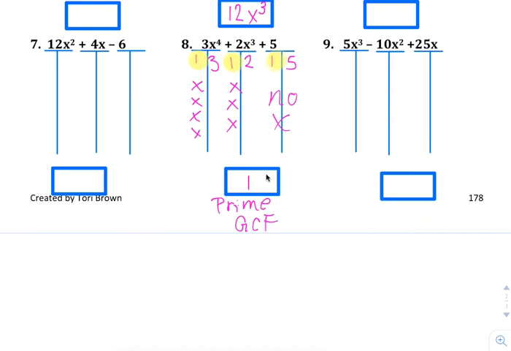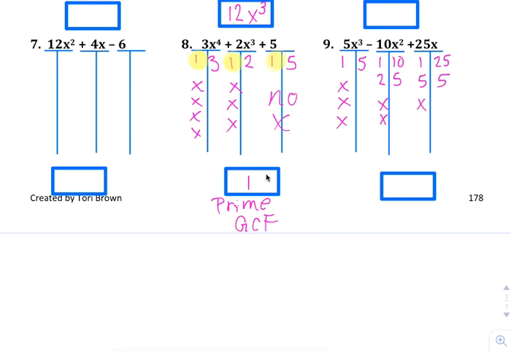Number 9. We got 1 and 5. Again, those are the only factors, but we do have 3 x's. Next one is going to be 1 and 10. Remember, no negatives. 2 and 5. This guy has 2 x's. Last one, 1 and 25. 2, 3, 4, none of those work. So 5 and 5, those are my factors. And they have 1 x on this guy.